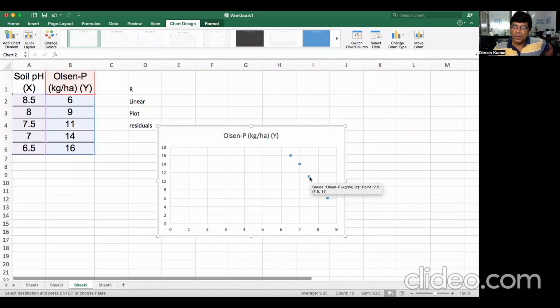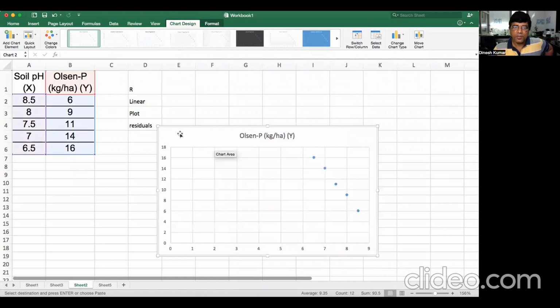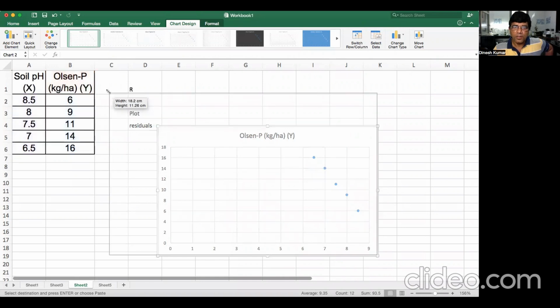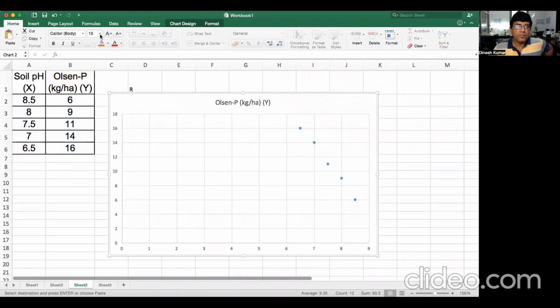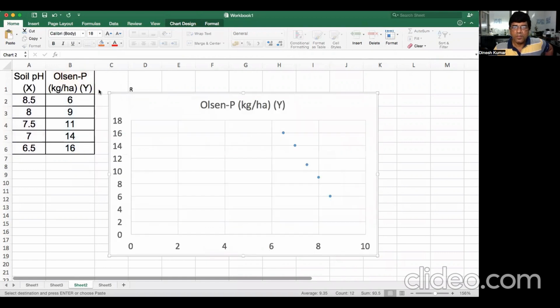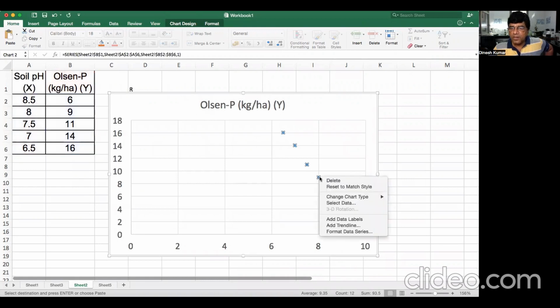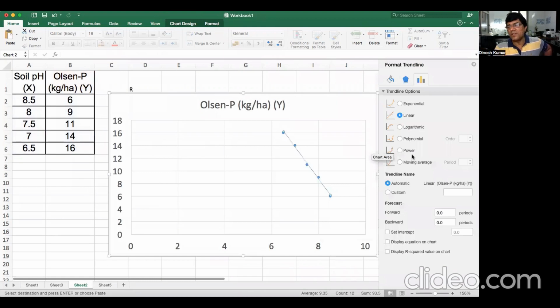Okay, no problem. Then select it, right-click, add trendline. It is linear. It is looking almost linear.